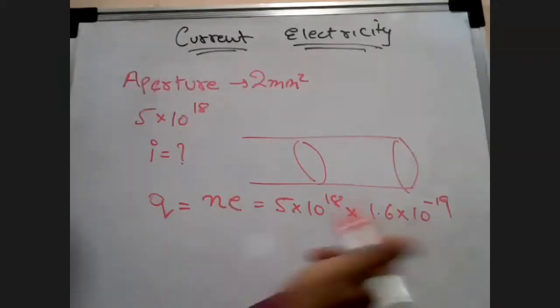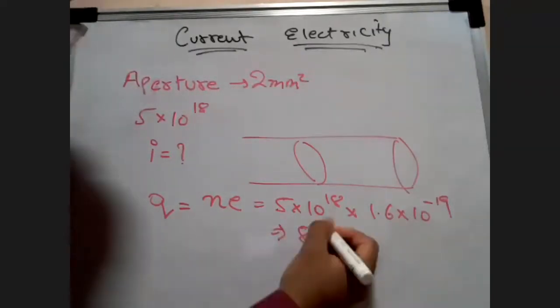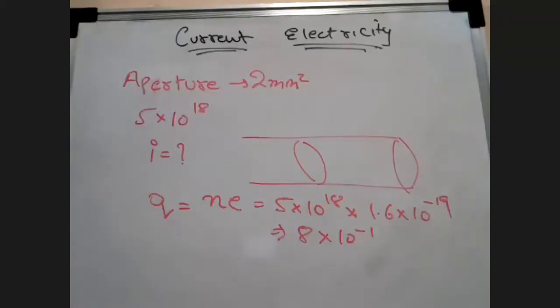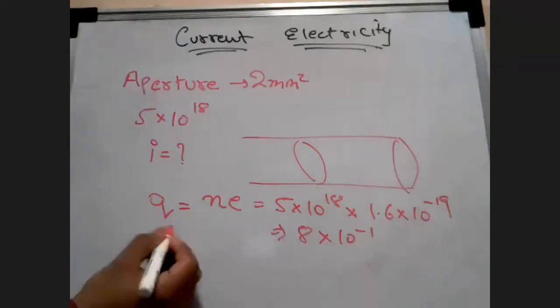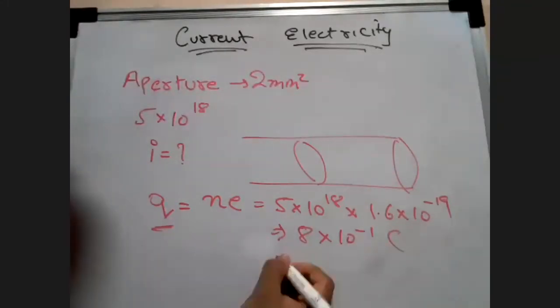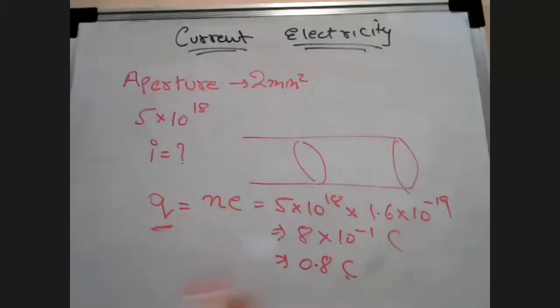5 into 1.6 is 8. 8 into 10 raised to 18 minus 19, so 8 into 10 raised to minus 1. Quickly, 8 into 10 raised to minus 1, what is the unit of this? Coulombs. It's 0.8 coulombs. Okay, so now you know how much is the charge.